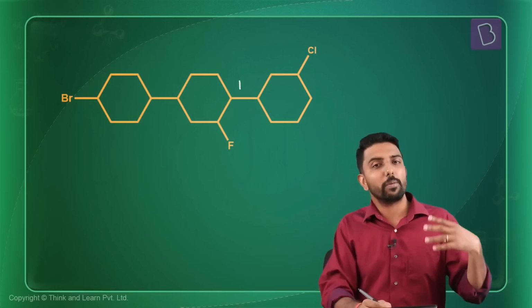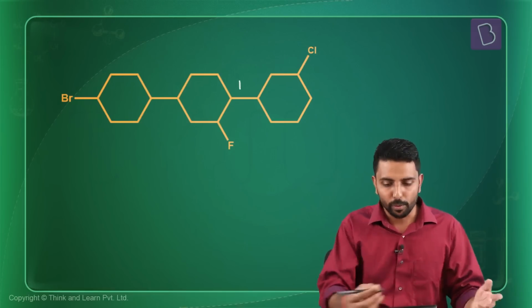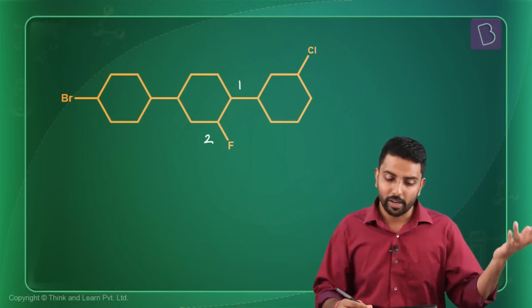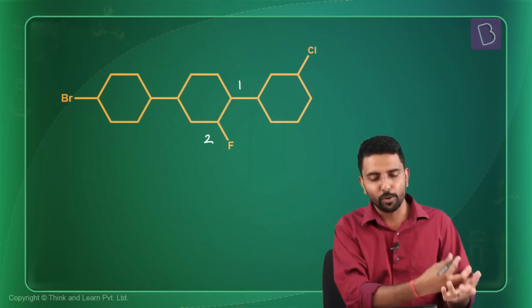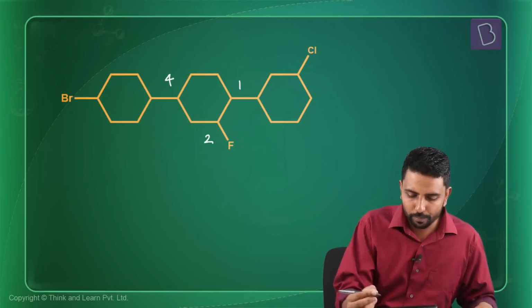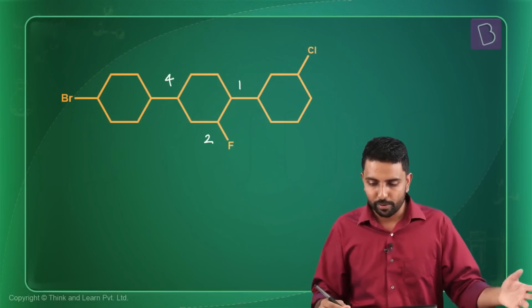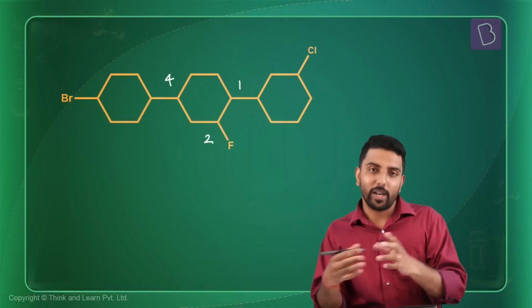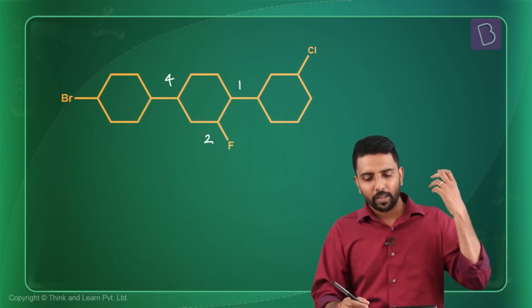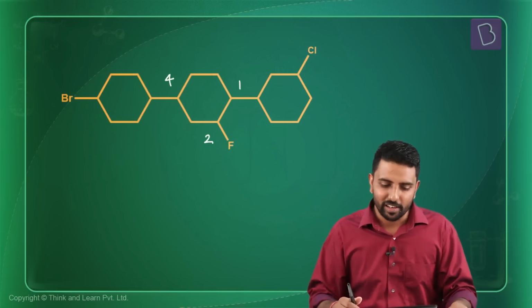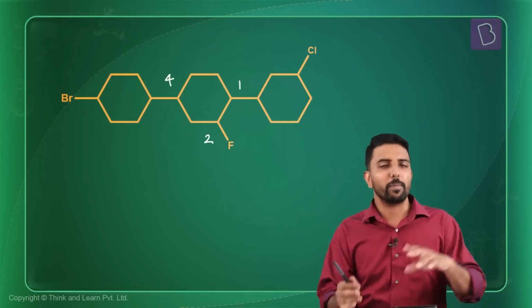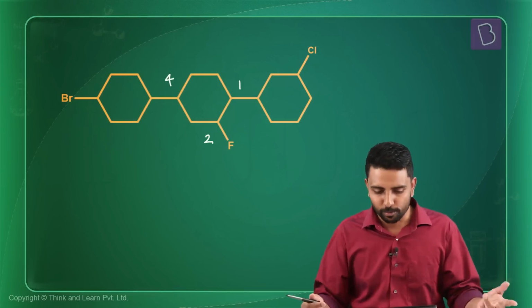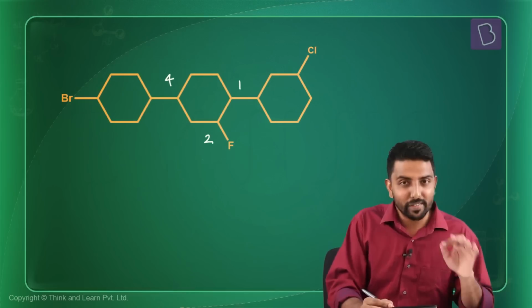As for the carbon attached to the fluorine atom, that is going to get the carbon number 2. And if we proceed this way, we'll figure that the next group is attached to carbon number 4. So how do we name this compound? Since the letter B of bromocyclohexyl precedes the letter C of chlorocyclohexyl, we'll have to start naming the compound from that part which has the alphabetical precedence over the C of the chlorocyclohexyl group. Yes, so we start with the position 4.